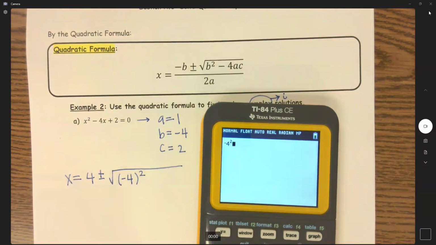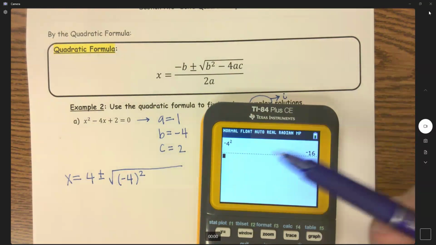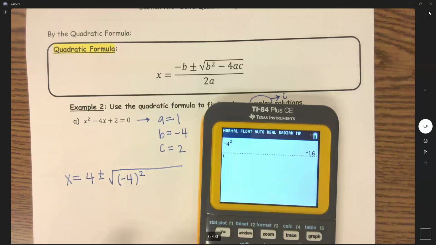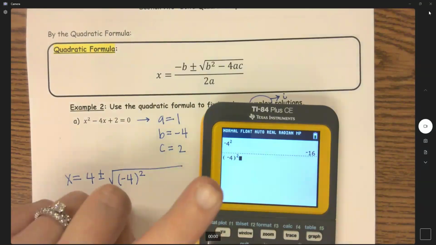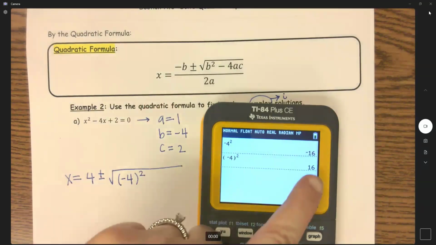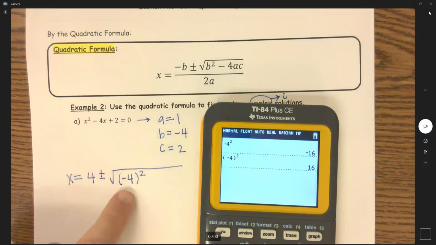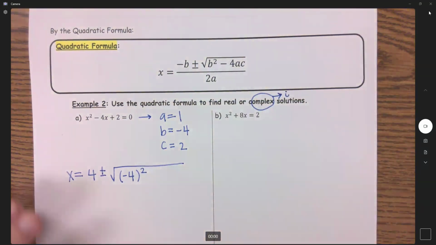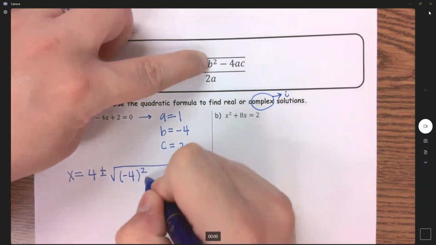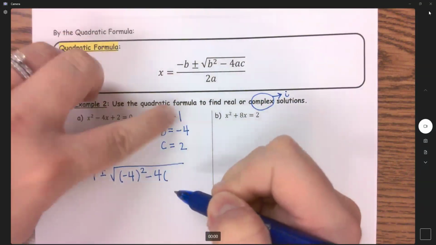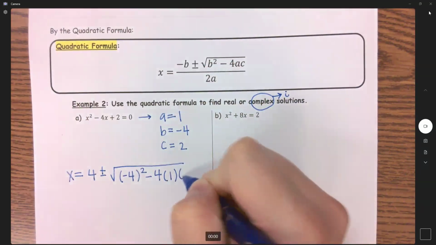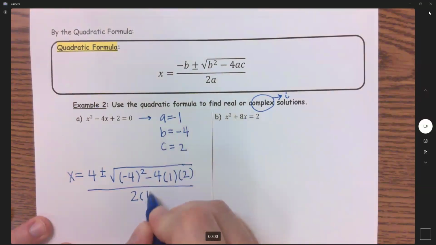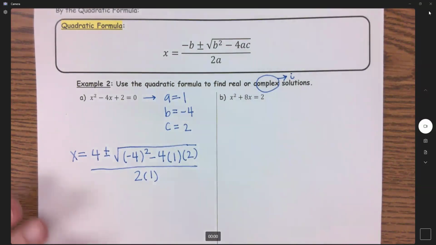When you do -4 not in parentheses, that equals -16, because all that's getting squared is that 4, and then that negative tags along. But when you have -4 in parentheses, that's now -4 times -4, and that's going to give you a +16. So if you don't substitute that in with parentheses, you're going to get the wrong answer. So be careful with that. Okay, so that's b squared minus 4 times a, which is 1, times c, which is 2, all over 2a, so 2 times 1. So substitute it in, and now just evaluate things.